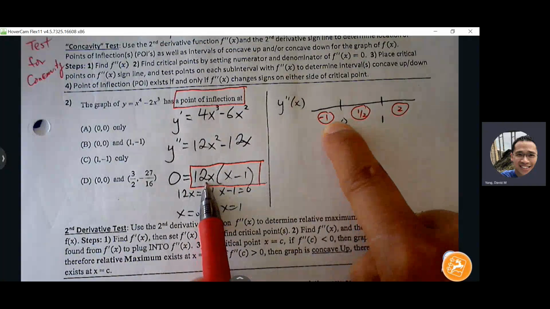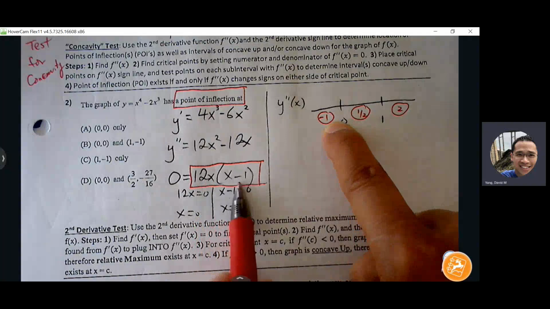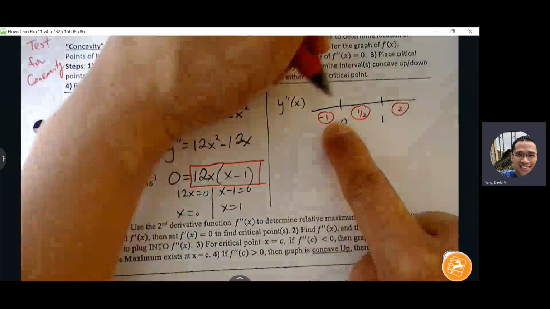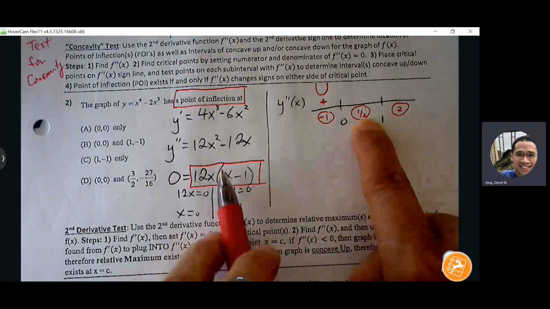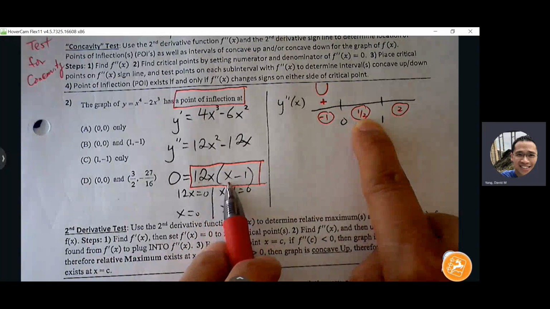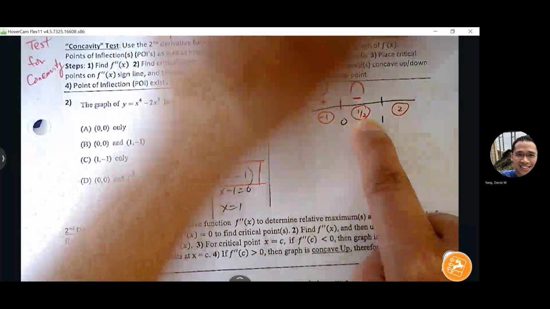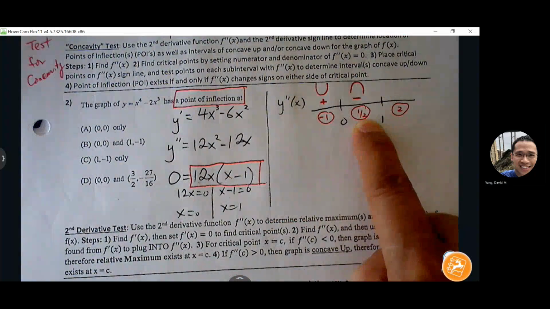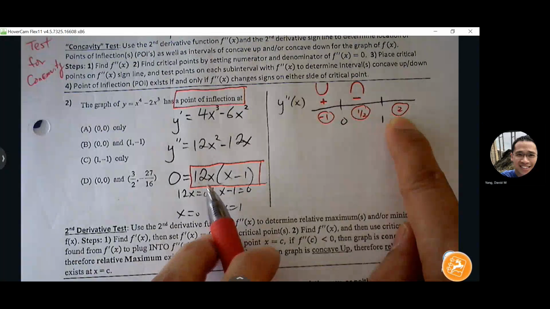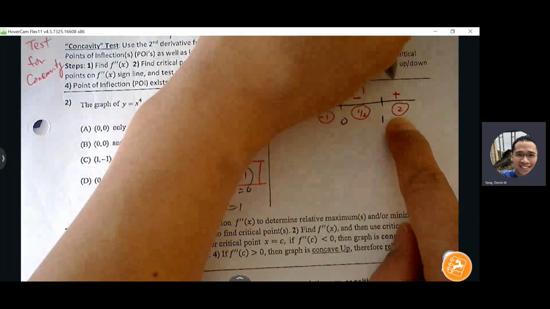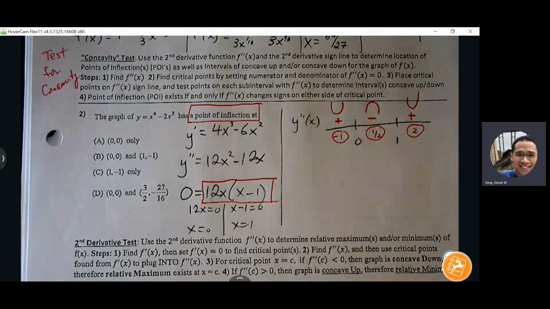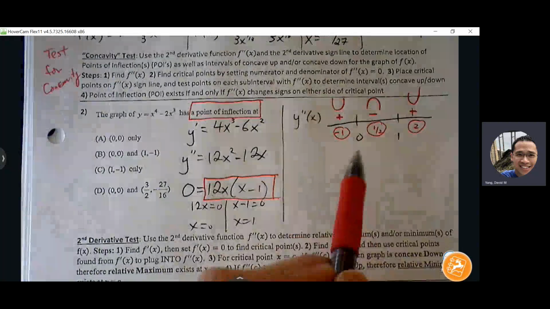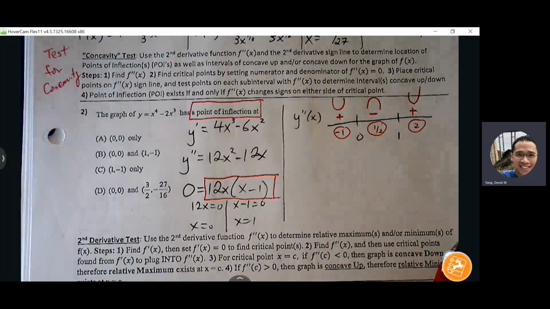Okay, so negative 1 in for x, 12 times -1, that's negative. Negative 1 minus 1 is negative. 2 negatives makes positive, so we know that this interval is concave up. 1/2 in for x, that's positive, times 1/2 minus 1 is negative. Positive and negative makes negative. Okay, plug 2 in. So positive times positive. In this case, it looks like both my critical points end up being points of inflection, but we really need to still go through and test and check because we can't always assume that there's going to be a change in signs.